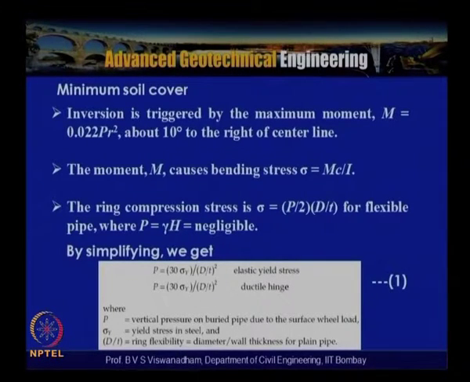That indicates that the pipe has very high ring flexibility, and the pipe is said to be flexible in nature, classified as a very flexible pipe. So d by t is equal to the ring flexibility, which is the ratio of diameter to wall thickness for plain pipes. Sometimes for cooling water pipelines and so on, the ring flexibility will be of the order of 180 to 200.